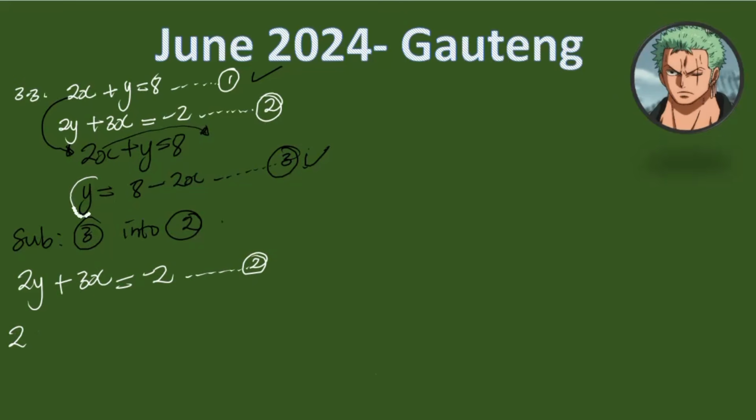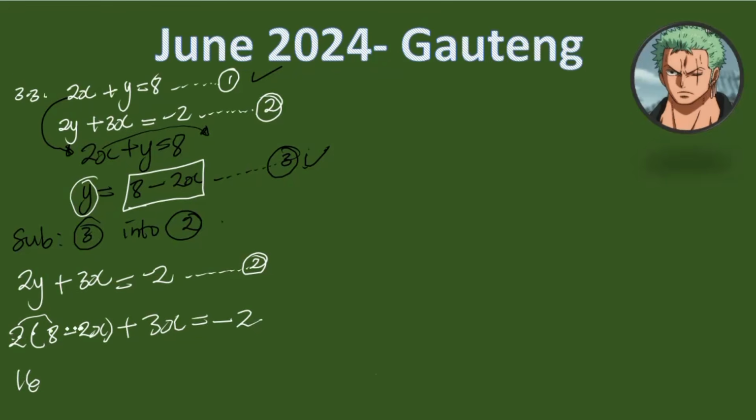Then you substitute. It means now every time we see y, we substitute it with this binomial here. So here I have 2, and instead of y, I'll say 8 minus 2x, plus 3x, which is equal to negative 2. Then I distribute, removing brackets. 2 times 8, that is 16. Positive and negative, that's negative. Therefore 2 times 2, that is 4, and I attach this x here, and then plus 3x, equal to negative 2.